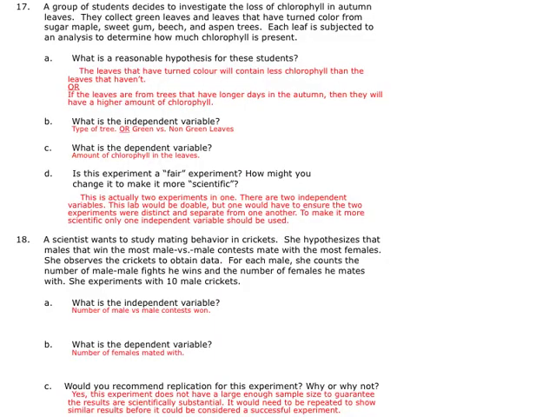All right, so question 17, again, it's a little bit tricky, but we're going to read it. A group of students decides to investigate the loss of chlorophyll in autumn leaves. They collect green leaves and leaves that have turned color from sugar maple, sweet gum, beech, and aspen trees. Each leaf is subjected to an analysis to determine how much chlorophyll is present. All right. So first of all, you have to determine the independent variable.